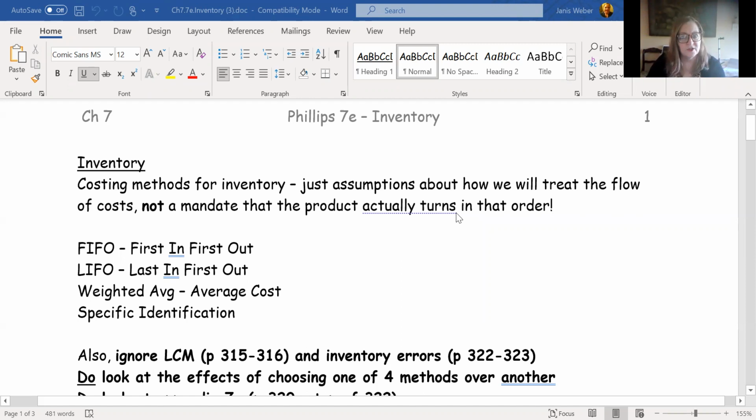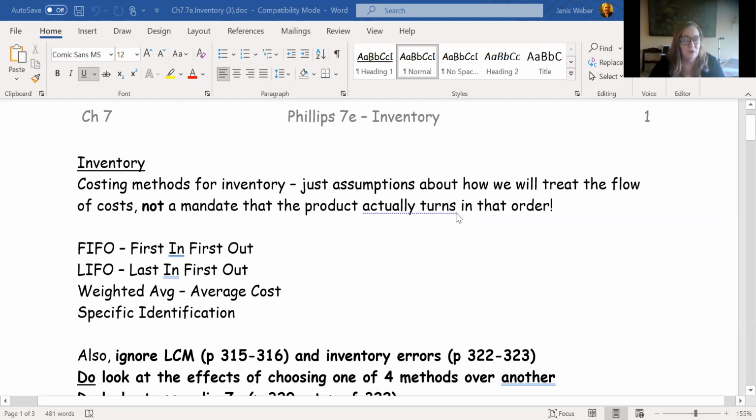Okay, today we're just starting to talk about the inventory. We talked about merchandise transactions last time, and now this is the lecture for accounting for the inventory under different methods. So there's different costing methods you can use, but these are just assumptions about how you're going to assume the flow of the cost worked.